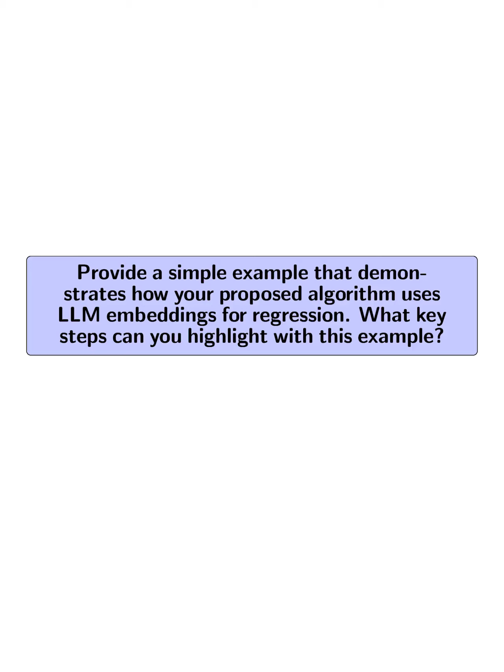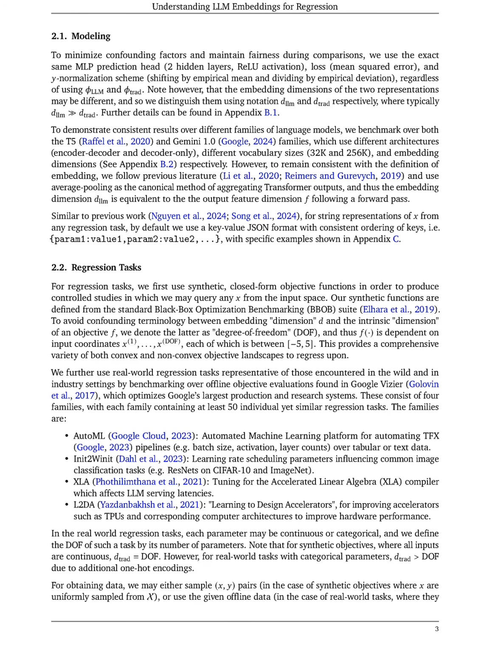Provide a simple example that demonstrates how your proposed algorithm uses LLM embeddings for regression. What key steps can you highlight with this example? To demonstrate how our proposed algorithm utilizes LLM embeddings for regression, consider a simple regression task where we aim to predict a numeric output based on a set of parameters represented in a JSON format, such as param1 value 1, param2 value 2.